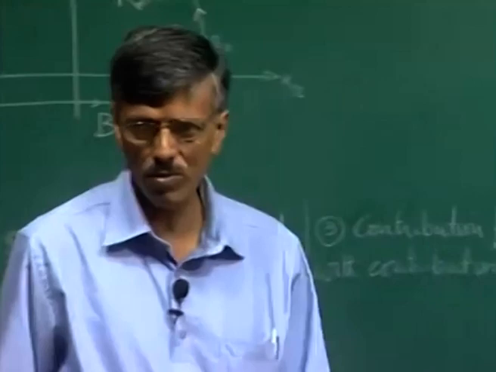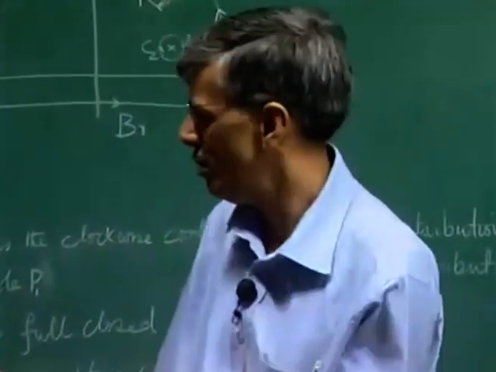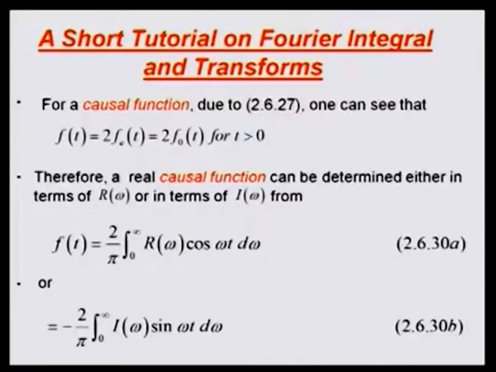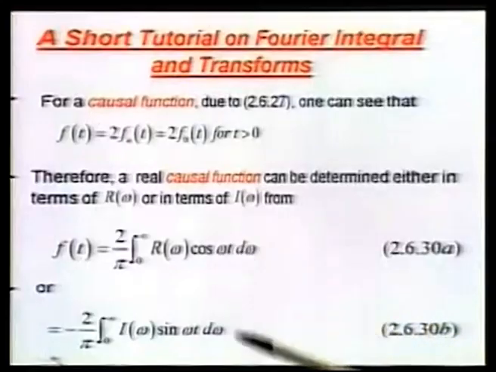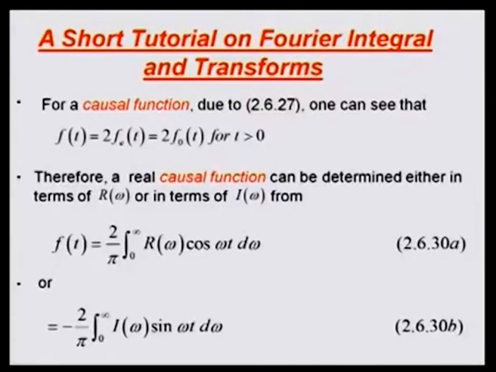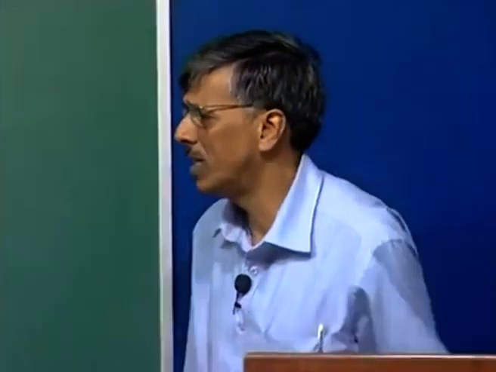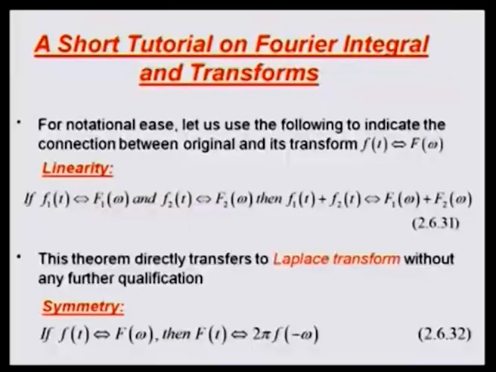So, Fourier transform is the most generic form, but if you have a real causal function, you can get away with performing cosine or sine transform. And you would note that in many of these utilities and packages, you do have an option of computing sine and cosine transforms.